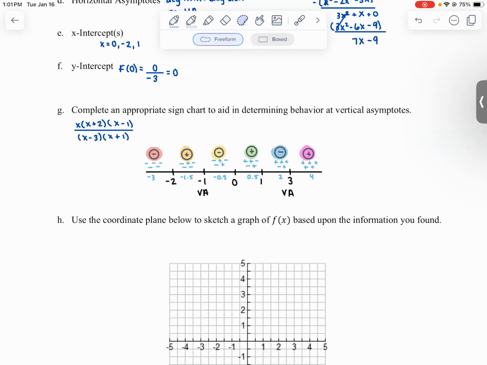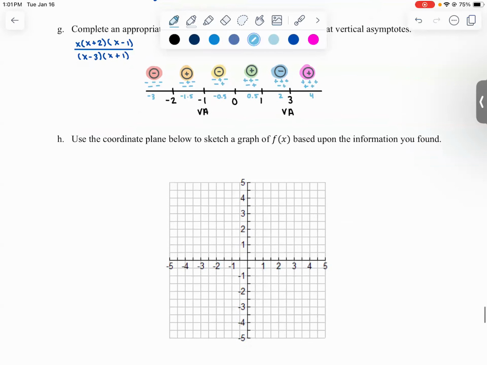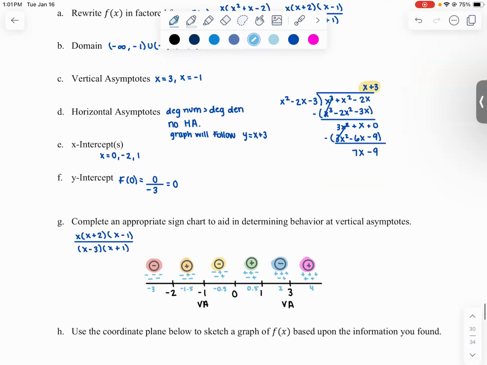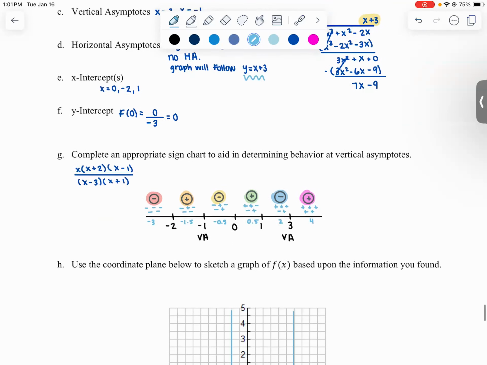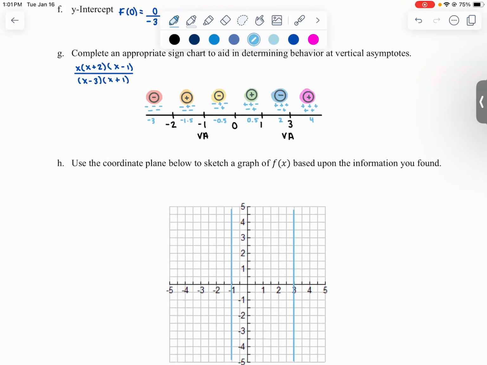So now we want to add all this information to the graph itself. First of all, we know that we have vertical asymptotes and this end behavior asymptote. So let's get them graphed. I have a vertical asymptote at -1. I have another vertical asymptote at 3. And if we go back, we have this end behavior asymptote at y = x + 3. So we're going to graph that line.